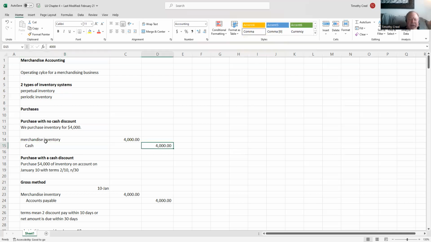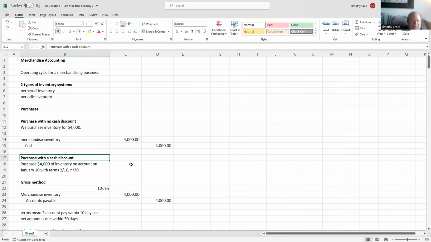Remember that both of these accounts are assets. An increase to an asset is a debit. We're getting in merchandise inventory, so we're going to debit that. We're paying for it with cash. A decrease to an asset is a credit, so we're going to credit cash.